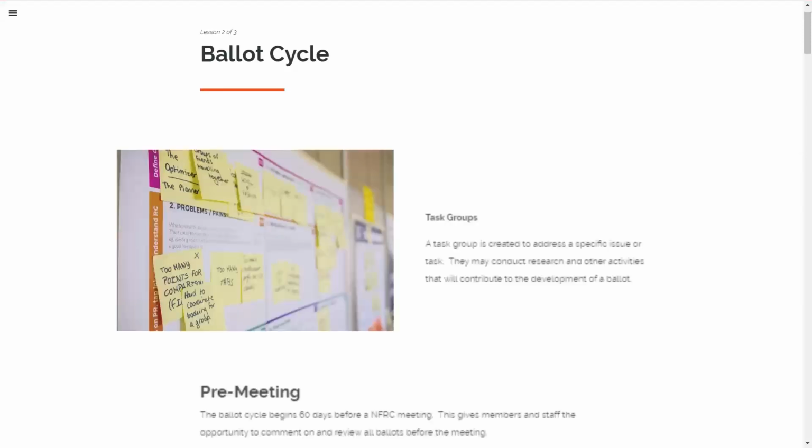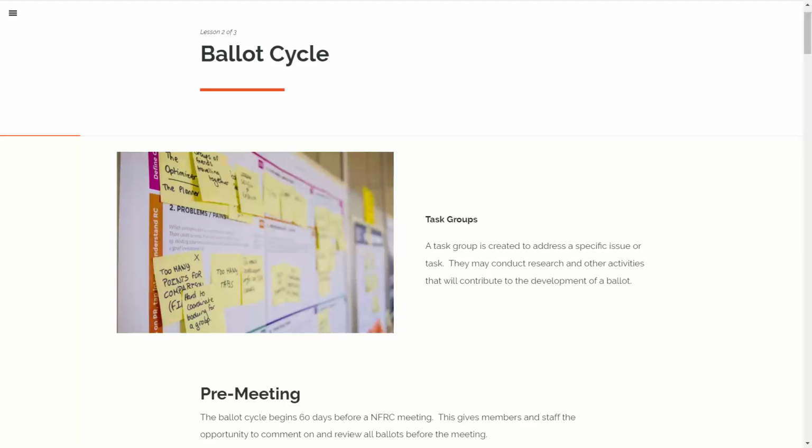Now we're going to look at the ballot cycle, and we can start with how ballots are developed. The reason for developing a ballot is that there's a need to perhaps change current language or develop language for a new test, rating, or process. Initially, it's the responsibility of a task group, which has a scope to handle a specific task, like the development of a ballot. The task group is comprised of a small number of NFRC stakeholders, usually between 15 to 20, and the task group meets online at the discretion of the task group chair.